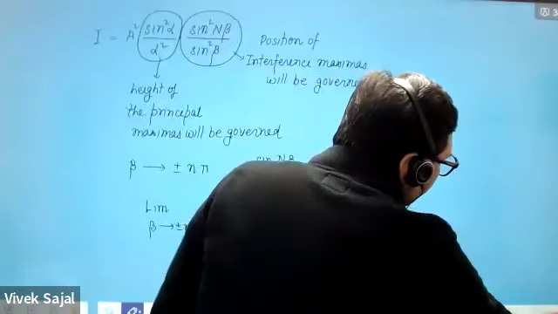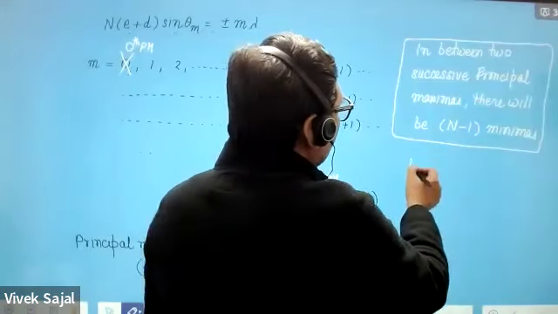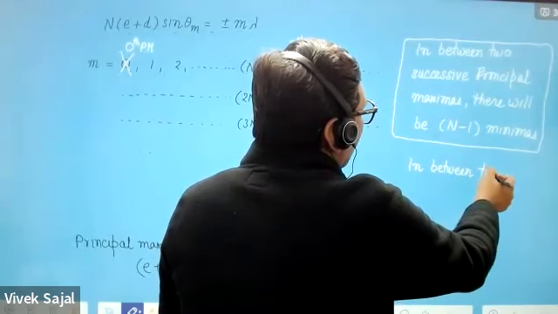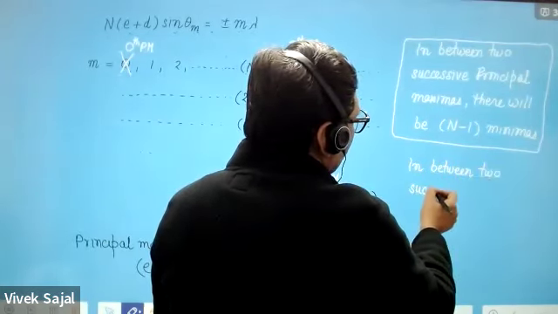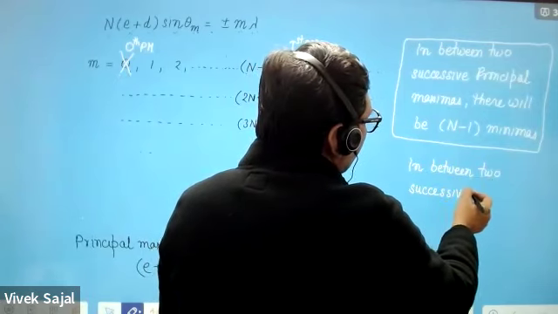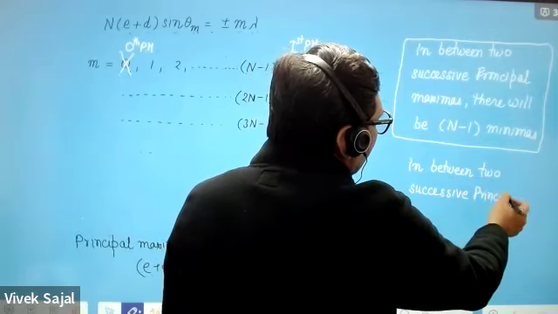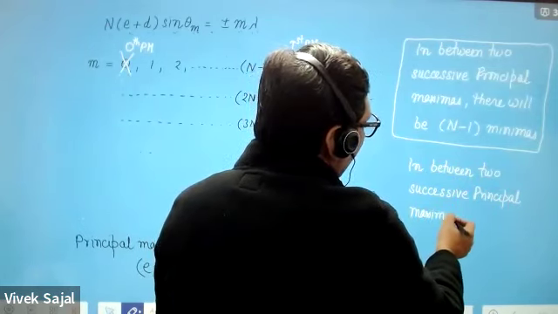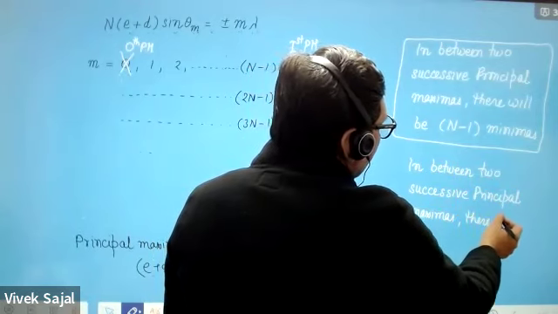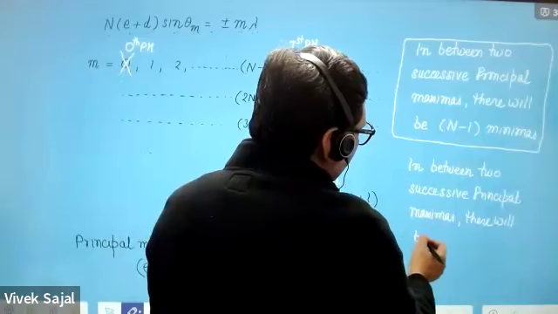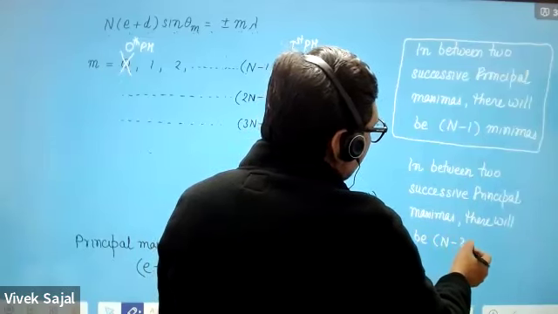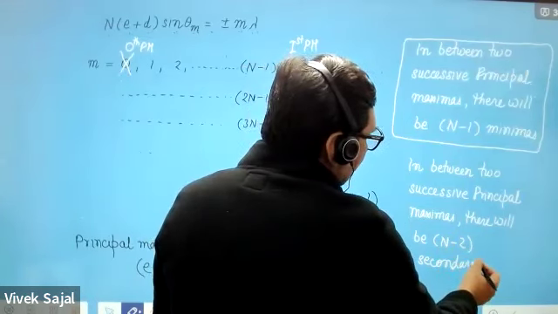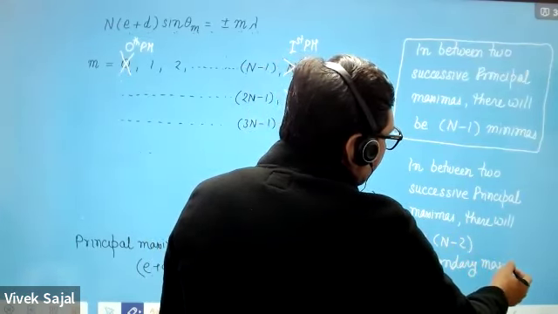So here you can write this point. In between two successive principal maximas, there will be n minus 2 secondary maximas.